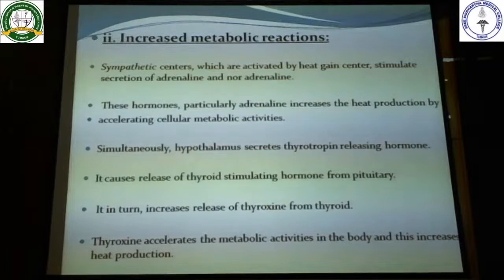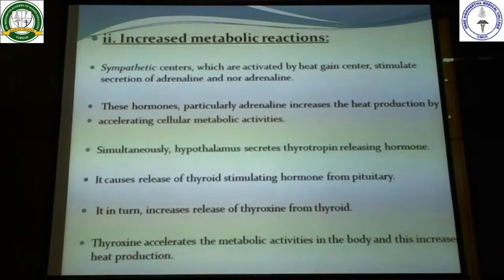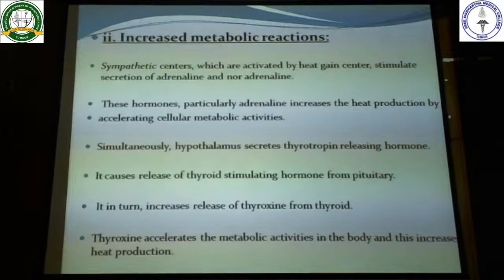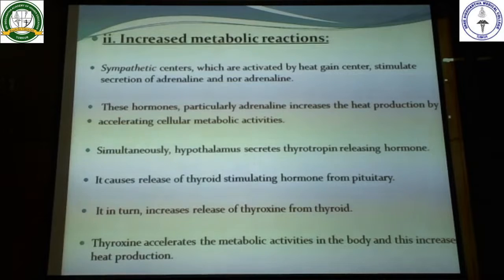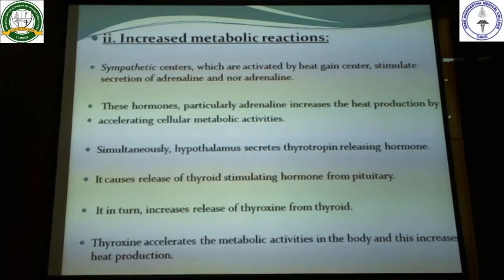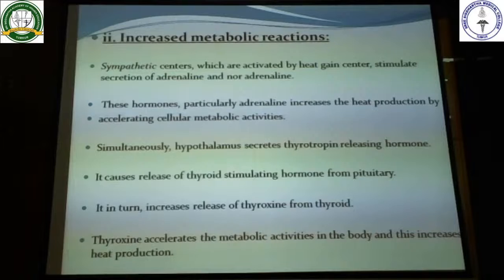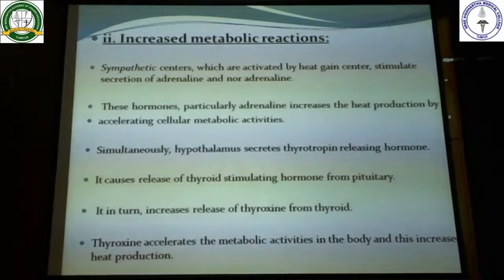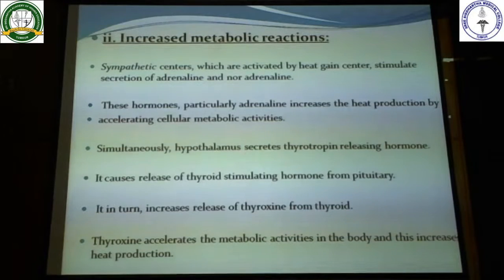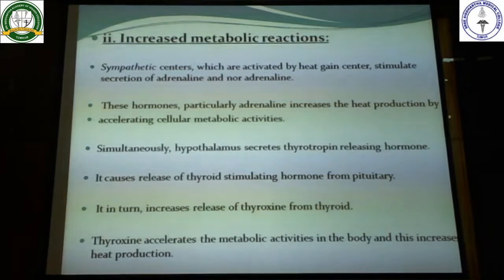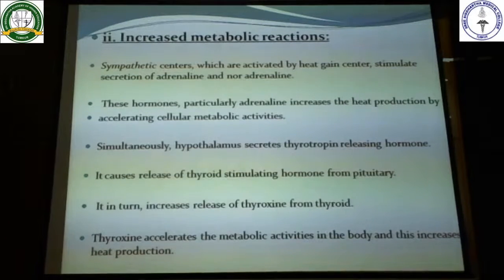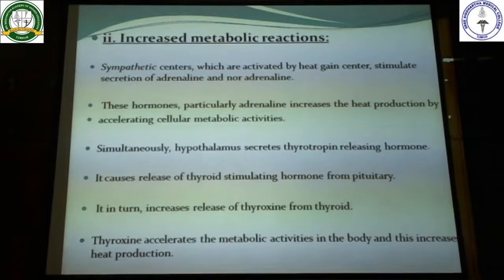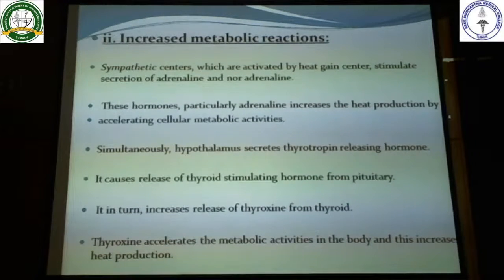At the same time, there are increased metabolic reactions. The hormone production is stimulated, and more catecholamines are released. Even the thyroid production will be increased, facilitated by the hypothalamus by releasing thyrotropin releasing hormone, TRH. That TRH acts on the anterior pituitary, causing more release of TSH, and that TSH acts on the thyroid gland to produce more thyroxine, which helps in increasing the basal metabolic rate and automatically helps in bringing the temperature back to normal levels.